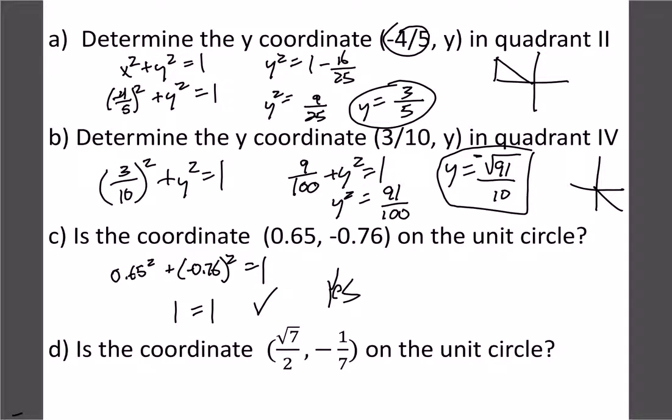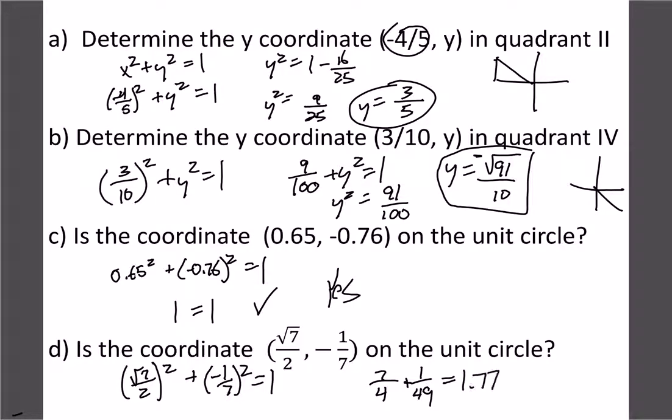So we can try it again with square roots. Same thing, root 7 over 2 squared plus negative 1/7 squared. We just see if that's 1. Root 7 squared would be 7. 2 squared is 4. And we would add on 1 over 49. So 7/4 plus 1/49 gives us like 1.77 or something like that, so we'd say no, it's not on the unit circle.